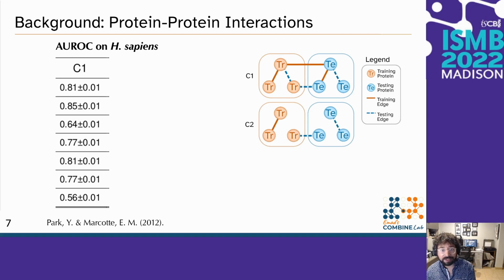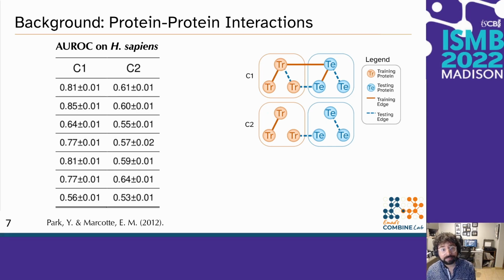Park and Marcotte, however, devised what they called a C2 dataset, whereby nodes are randomly labeled as training and testing nodes. Testing edges were required to have at most one node that was also found in the training set. The methods tested on C1 were tested on C2, and had their AROC scores drop severely, as you can see.